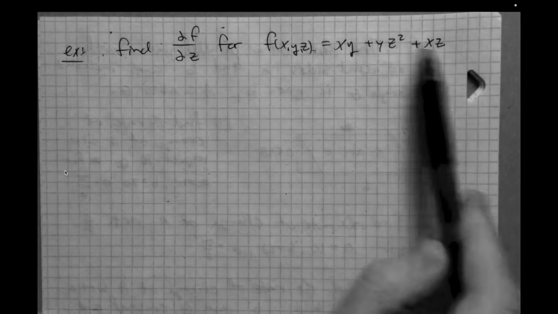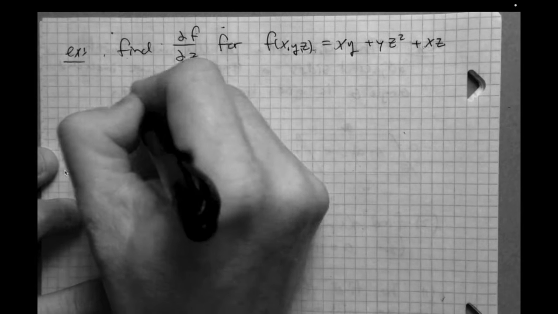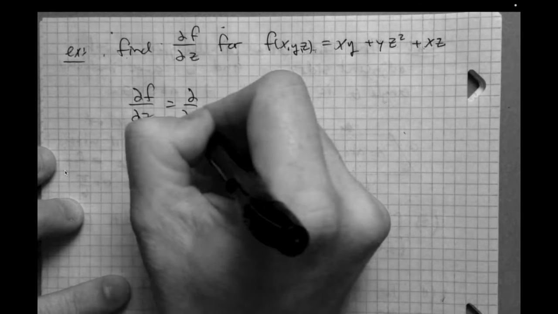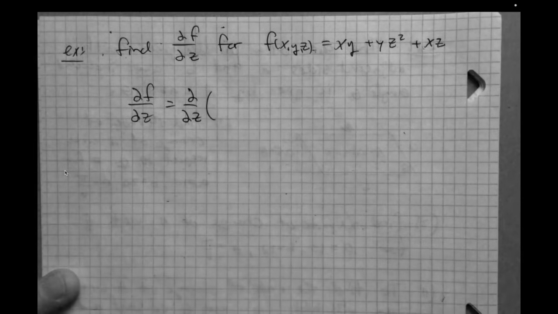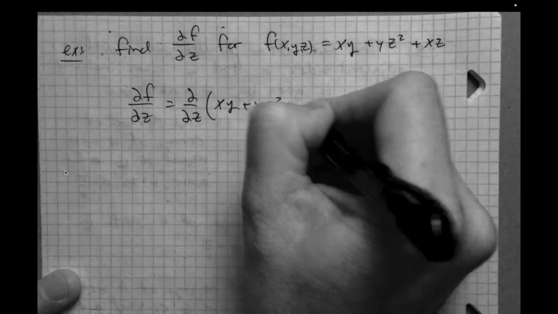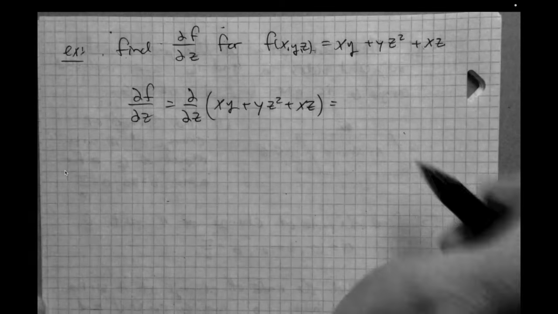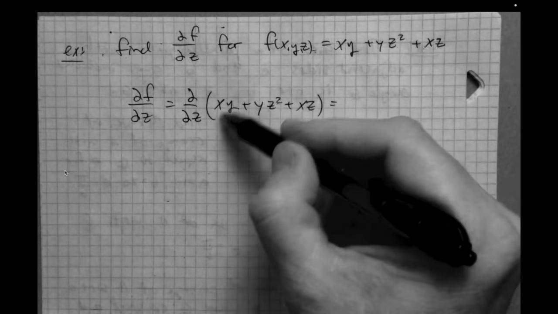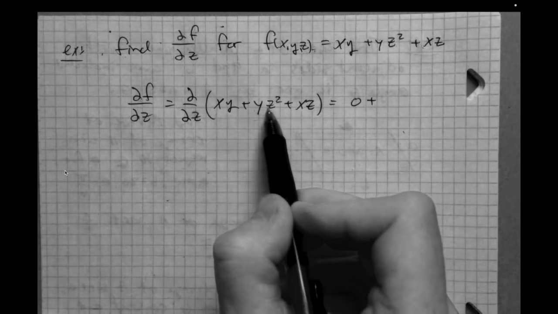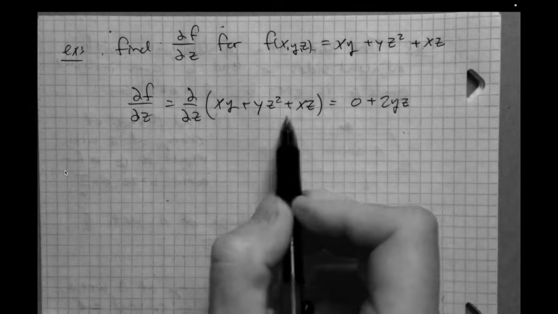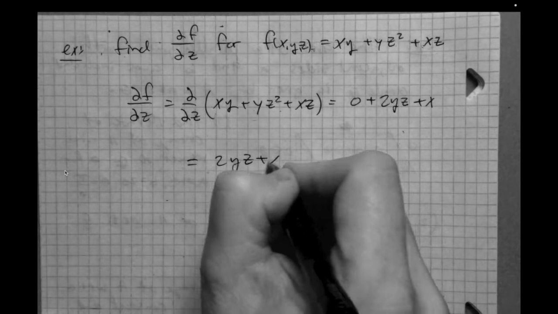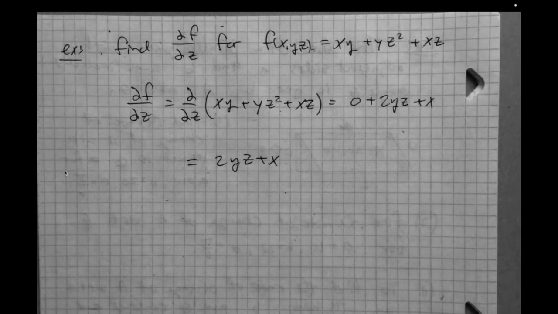These two will stick around. So del f del z is equal to, again, getting comfortable with the notation here, xy plus yz squared plus xz. And so this guy here, again, this is a constant, so that's going to be 0. And then this is going to be 2y times z. And this will just be x. Okay, so this would be 2yz plus x.